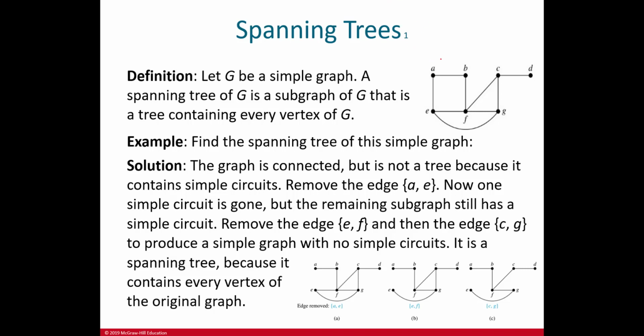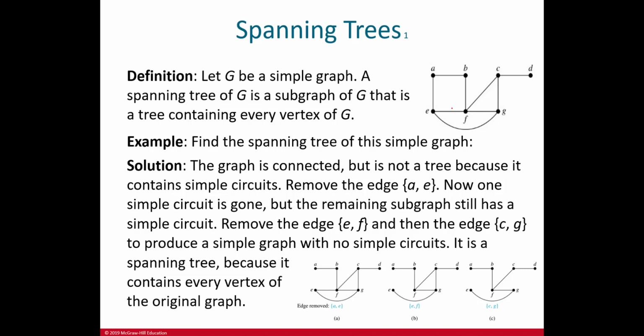But whenever an edge is generating a cycle, we need to remove that particular edge, because in a tree we cannot have a cycle. If we keep on removing such edges, we can finally find a tree, and that tree is called a spanning tree. So the graph is connected, but it is not a tree because it has some simple circuits. We will see which edges we need to remove.